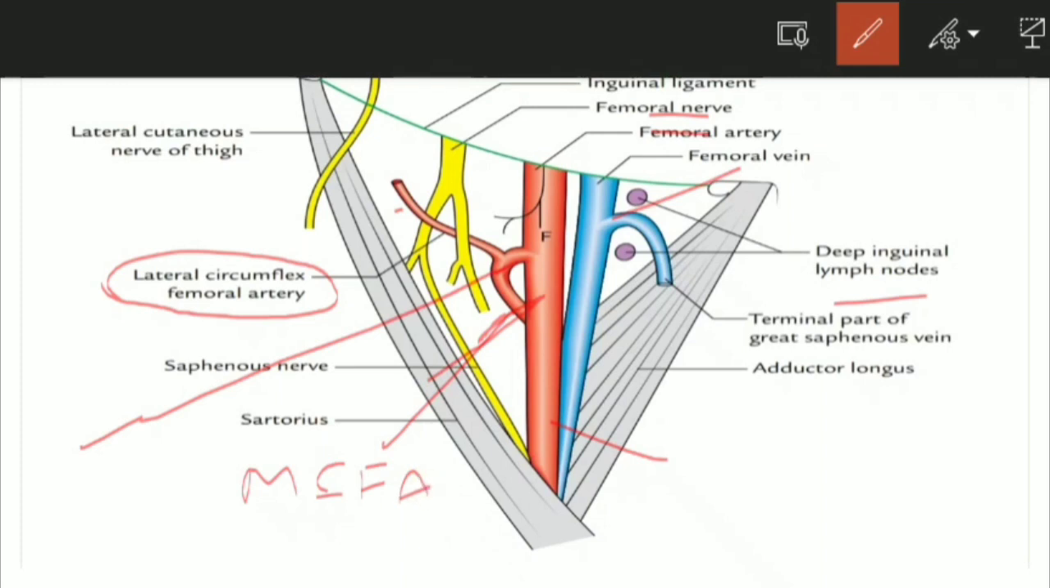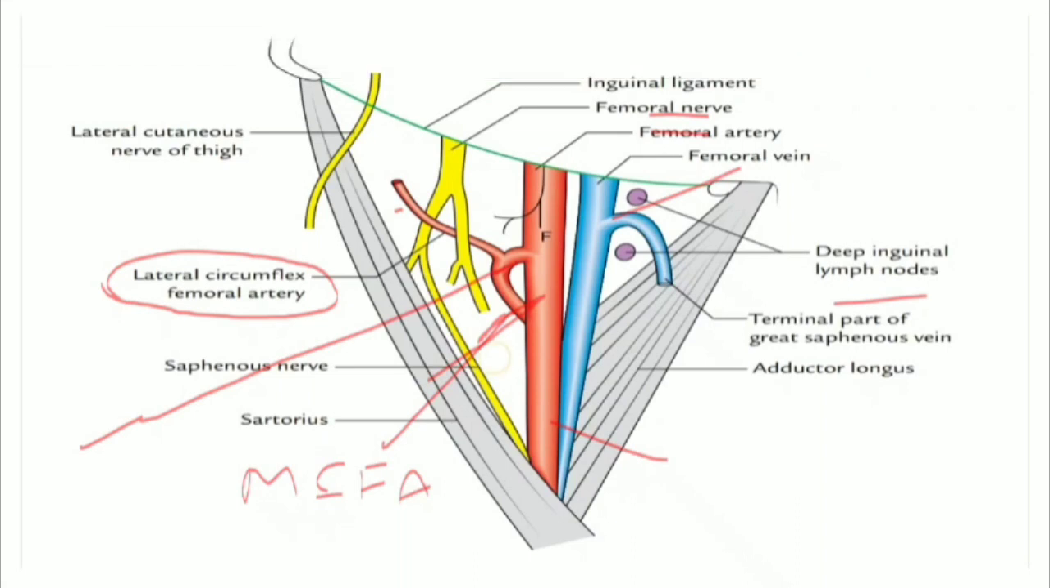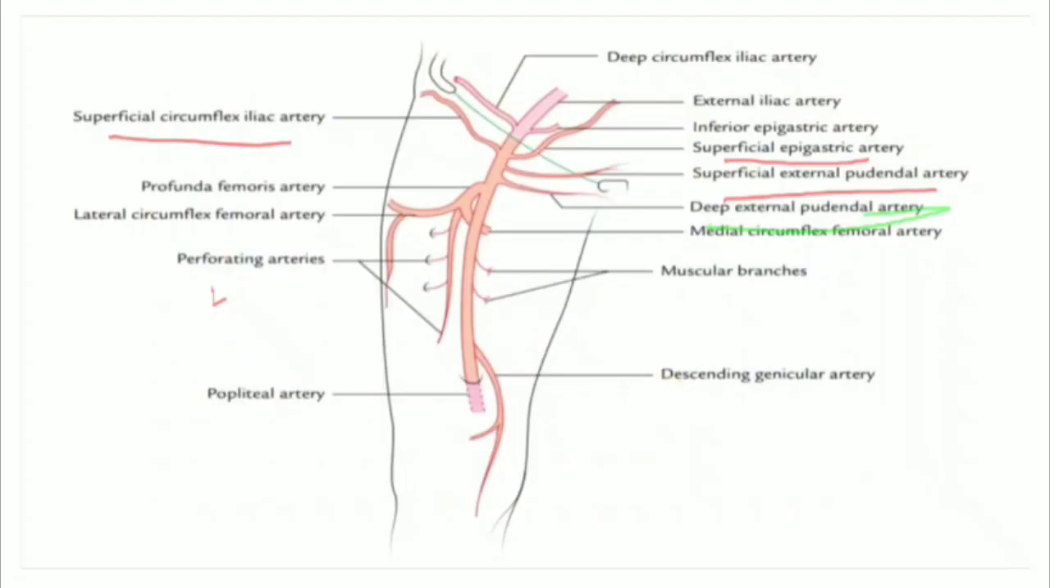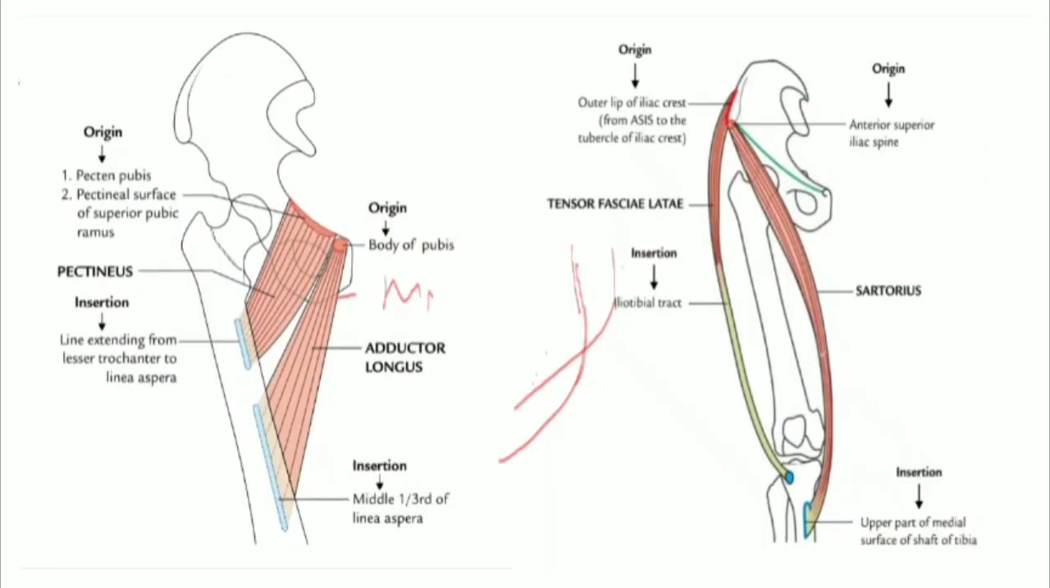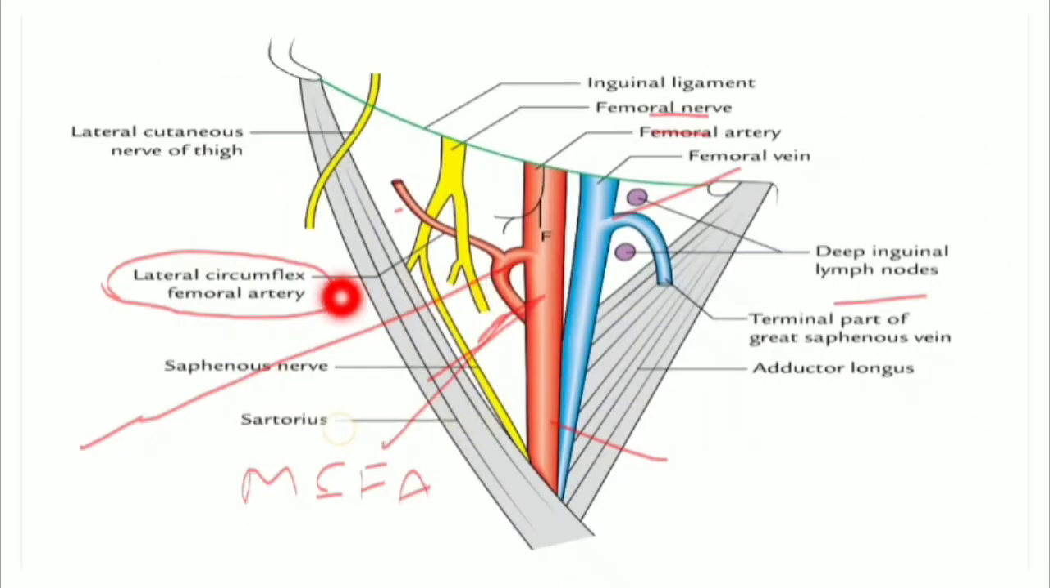Once the medial circumflex femoral artery arises from the profunda femoris artery, it spirals behind the femoral vessels. Can you understand? Behind the femoral vessels, it passes between the psoas major tendon and pectineus and disappears. But the lateral circumflex femoral artery passes between the anterior and posterior divisions of the femoral nerve. This is the femoral nerve, this is the anterior division and this is the posterior division. It passes between them. Fine, right?